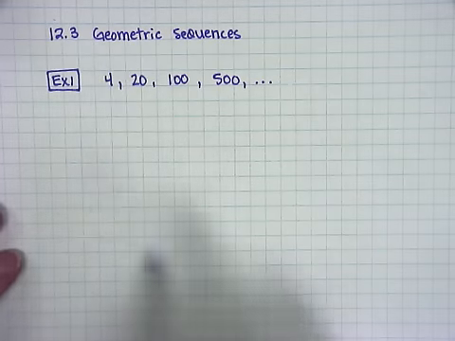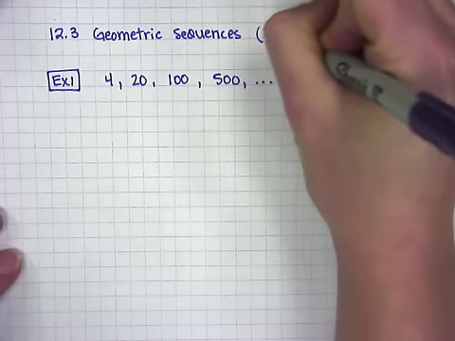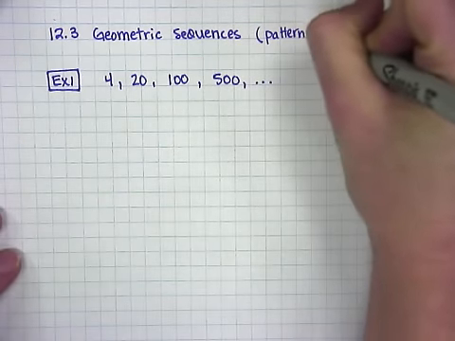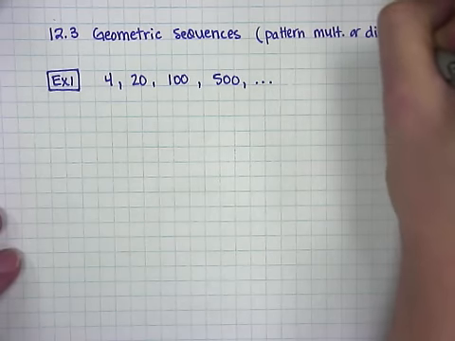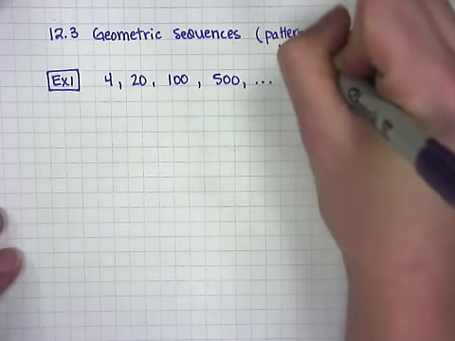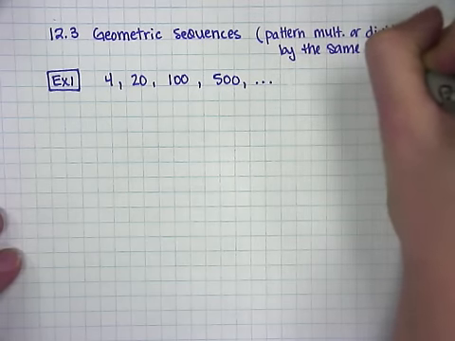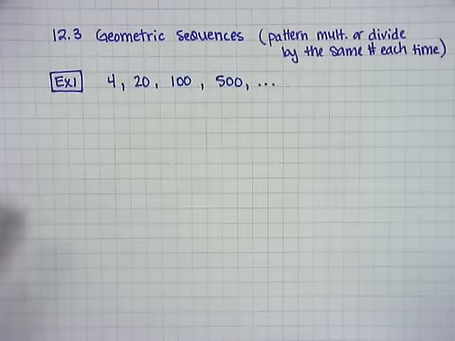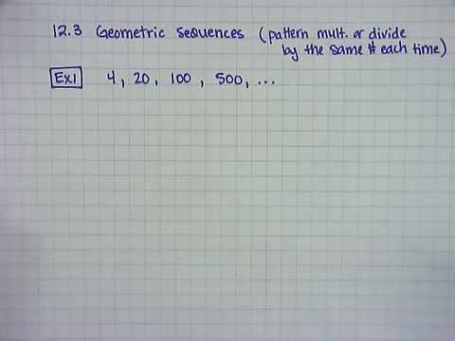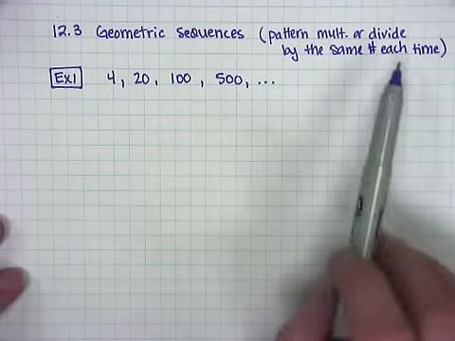And a geometric sequence is a pattern where you multiply or divide by the same number each time. So before we were looking at patterns where you were adding or subtracting each time, and now we're looking at patterns where you multiply or divide by the same number each time.